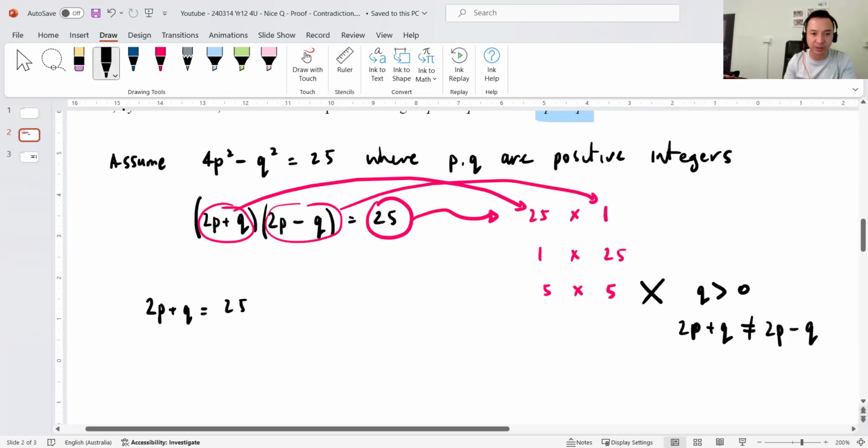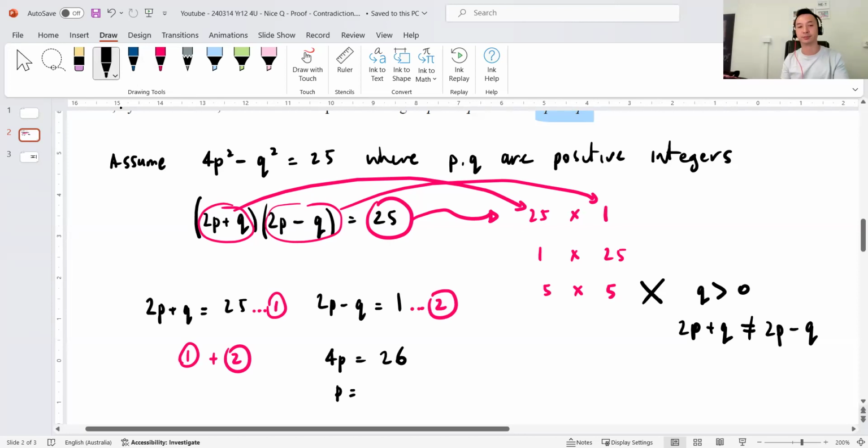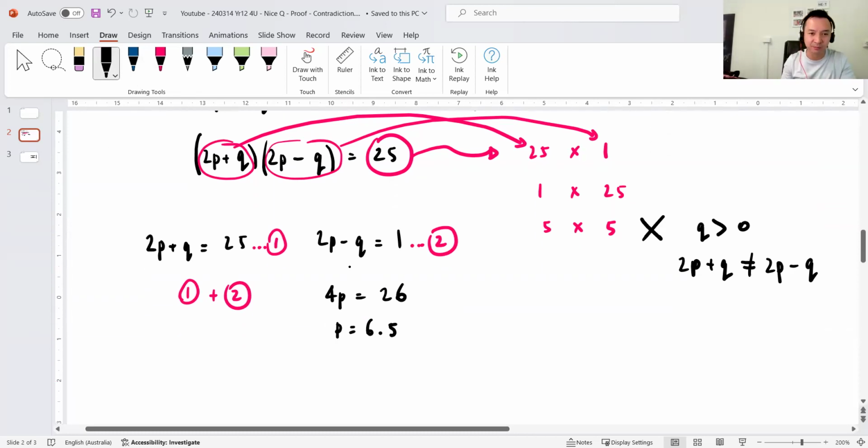Let's have a look. So let's solve these simultaneously. Let's call this one number 1, call this one number 2. 1 plus 2 will do it, because when you add them, you get 4p equals 26. What's that? p equals 6.5, which is a contradiction. Why? Because that is not an integer. p has to be an integer. Therefore, I've done it. And that's really the proof. It's a nice, clean question.